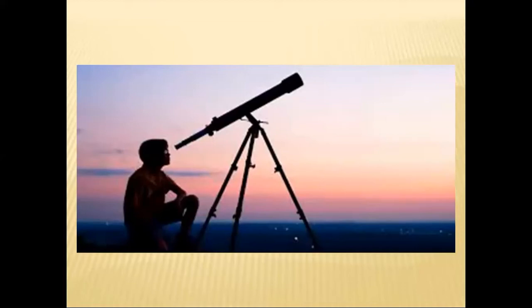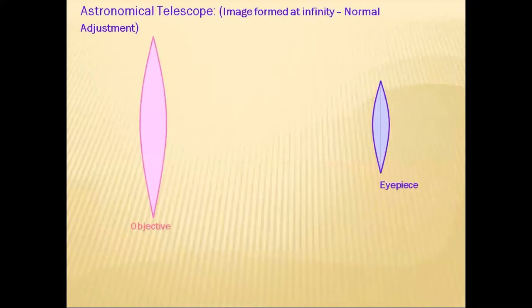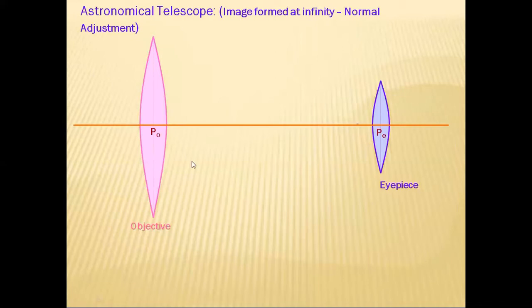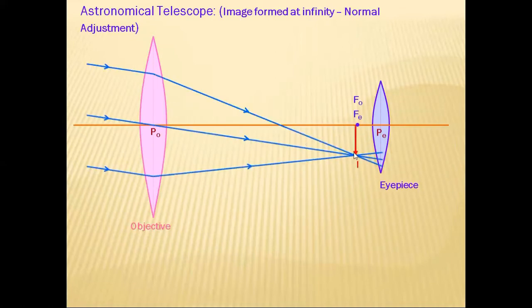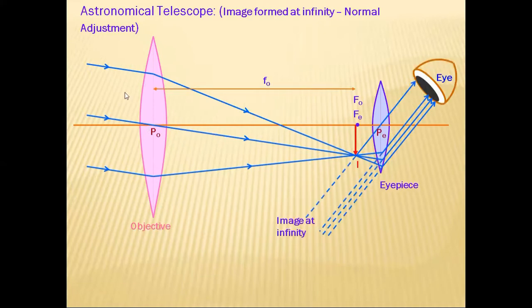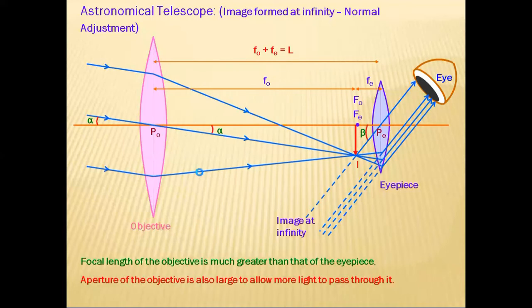Here we are going to discuss astronomical telescopes. This is a big convex lens and this is a small convex lens, and the ray is coming from infinity and meets here. The object is from here, and the image will be virtual. The distance between the two lenses is the length L, which is equal to F0, the objective focal length, plus FE, the eyepiece focal length. This is the angle we consider, and we will derive the equation in the next slide.